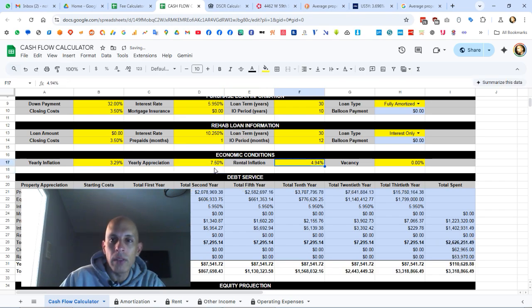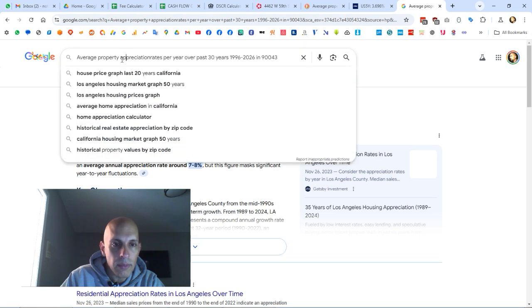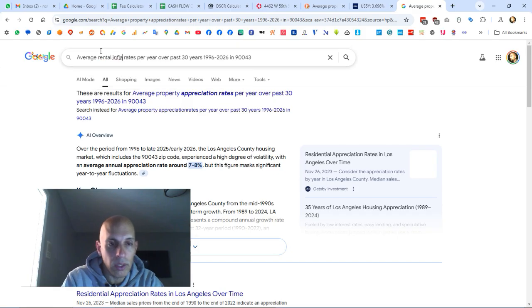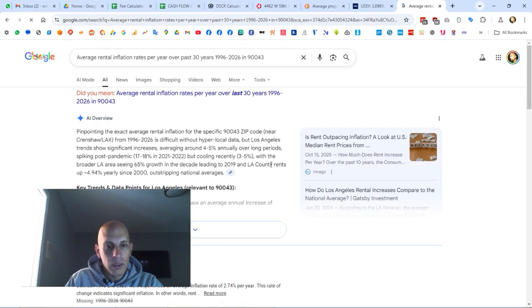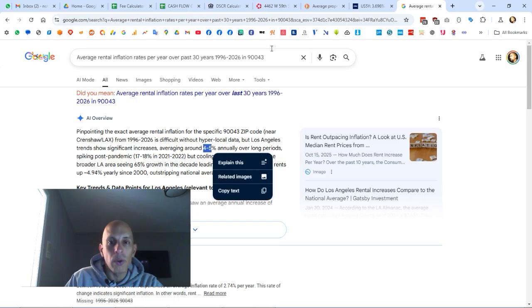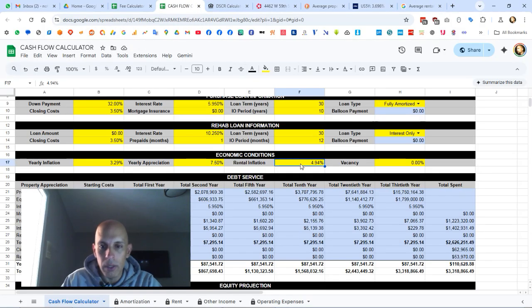And let's see rental inflation. Rental inflation. And they're saying between 4 to 5%. So let's put in 4.5% here per year.